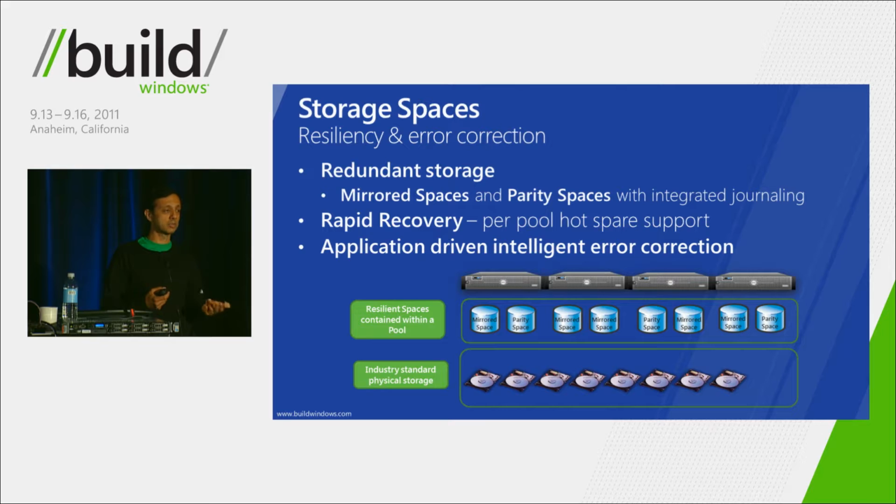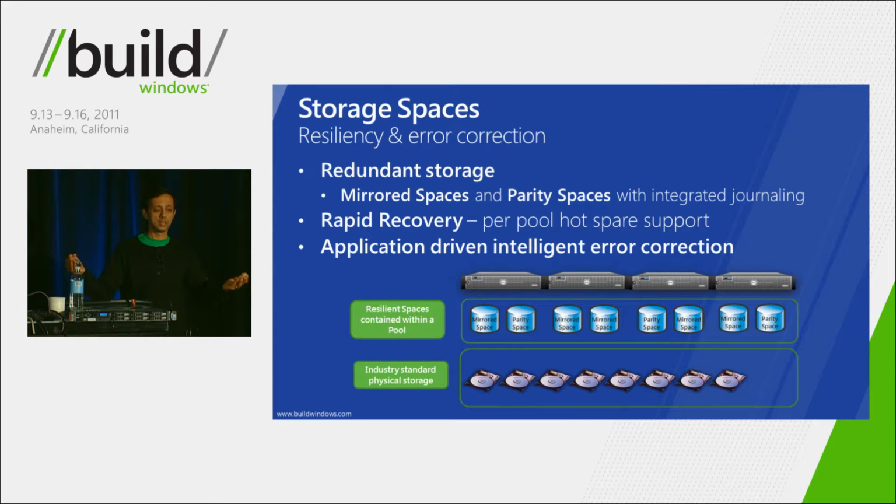Mirroring allows the data to be copied either 2 times or 3 times. It's your choice. 2-way copies or 3-way copies. And in that option, we will, in fact, utilize all of the available independent spindles to maximize performance and resiliency. And in the case of parity spaces, we will, again, do the same thing.